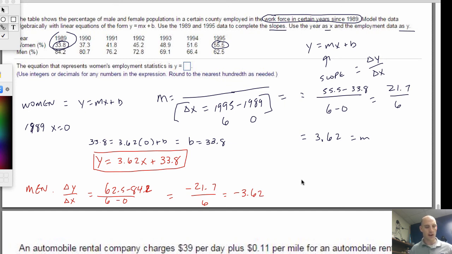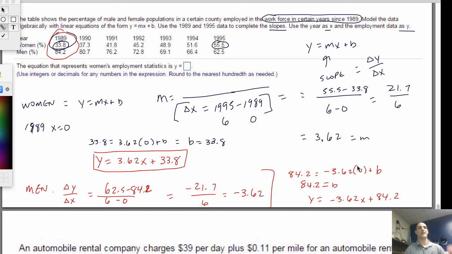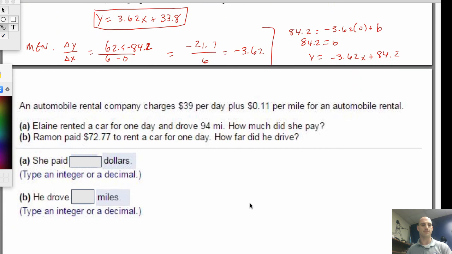And so when I figure out my b, I'm going to use 1989 because that's 0. So 84.2 equals negative 3.62 times 0 plus b. And so 84.2 equals b. And so my equation is y equals negative 3.62x plus 84.2. So you can see the trend in the data: for men, the employment rate's going down, and for women, the employment rate's going up. That's a pretty good deal.